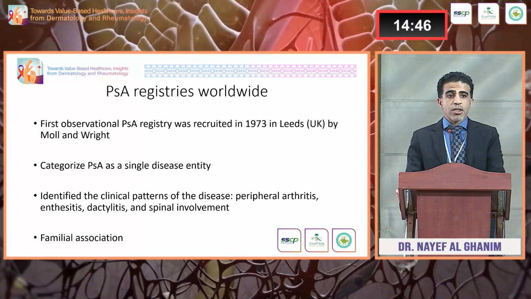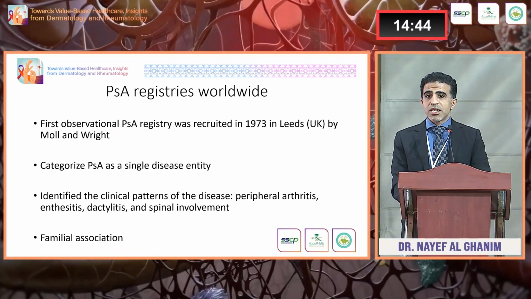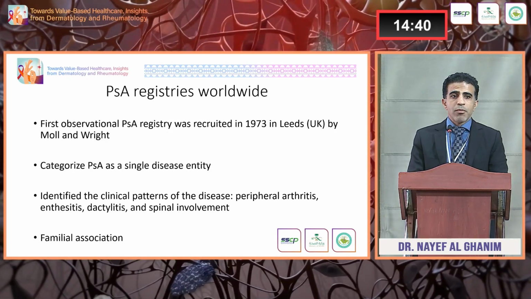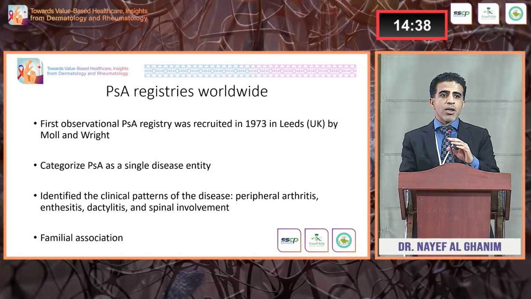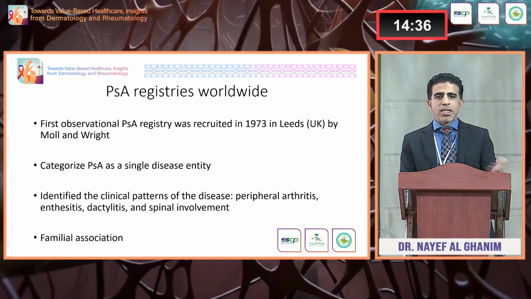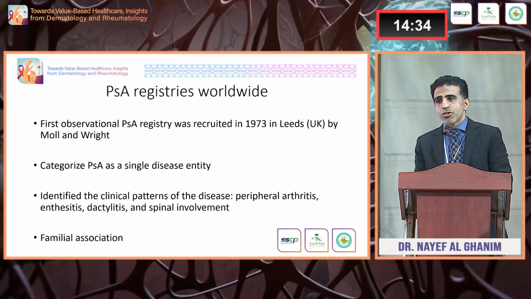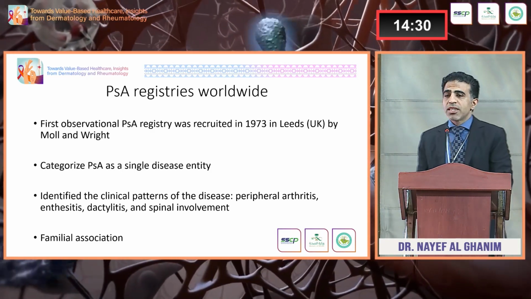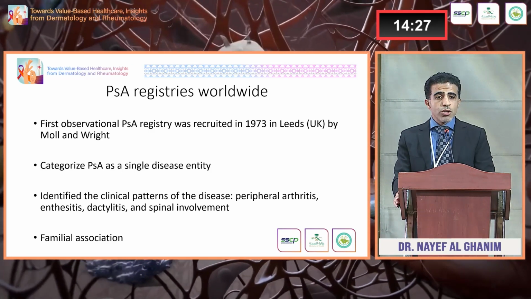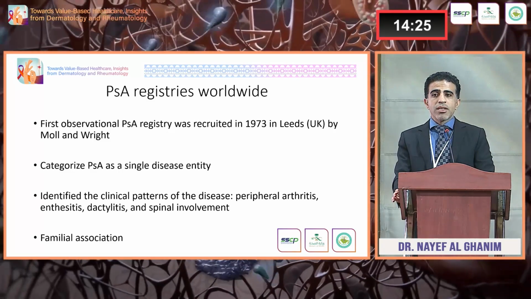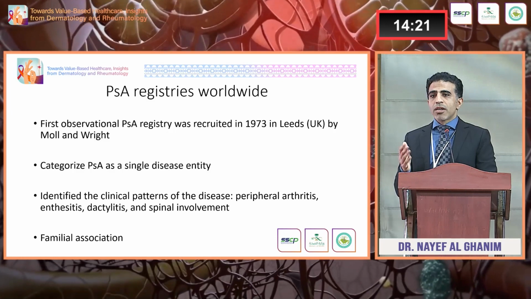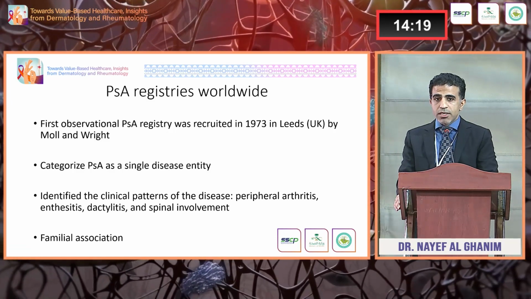The first psoriatic arthritis registry was made in 1973, 50 years ago. It was made in Leeds, UK. Before that, we thought of psoriatic arthritis as only psoriasis and rheumatoid arthritis, and this registry helped us to know that psoriatic arthritis is a single disease entity. And it also helped us to know that there are risk factors for psoriatic arthritis, like family history, and that there are multiple domains of psoriatic arthritis.